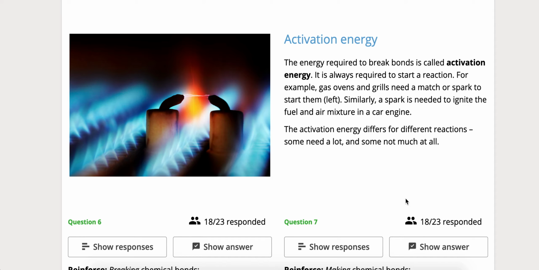Now, the activation energy. The energy required to break bonds is what we call the activation energy. It is always required to start a reaction. For example, gas ovens and grills need a match or a spark to start them, as shown on the side here. Similarly, a spark is needed to ignite the fuel and air mixture in a car engine to get it started. So, the activation energy differs for different reactions. Some reactions need a lot of energy to start it off, others not so much.